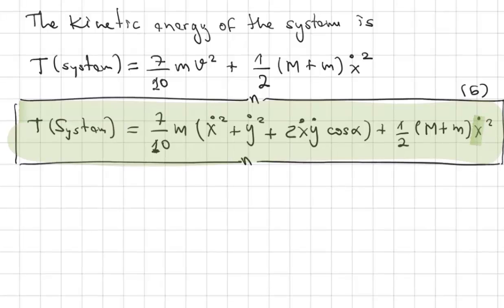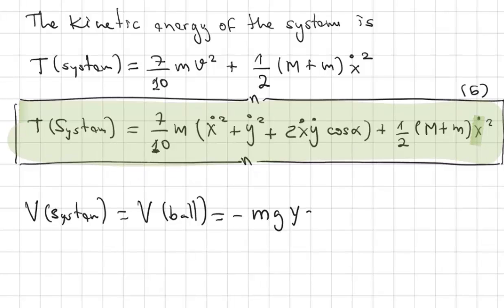The potential energy for the system is the same as the potential energy for the ball, and is given by the following equation. V of the system is equal to the potential energy of the ball, and this is equal to minus mg y sine of alpha. Let's call this equation number 6.